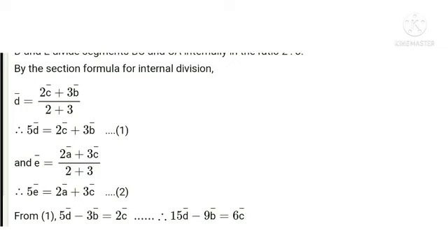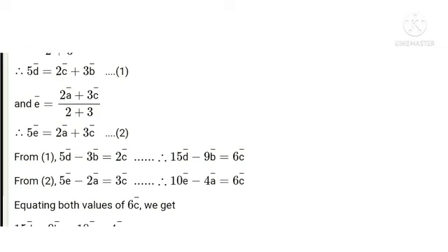Similarly, you write E bar is equal to 2 A bar plus 3 C bar upon 2 plus 3. So 5 E bar is equal to 2 A bar plus 3 C bar. We get equations 1 and 2. Observe equations 1 and 2.